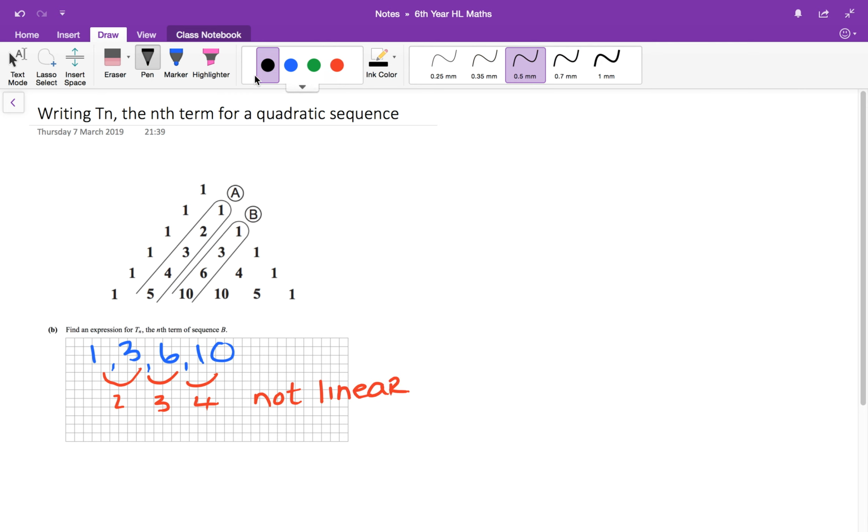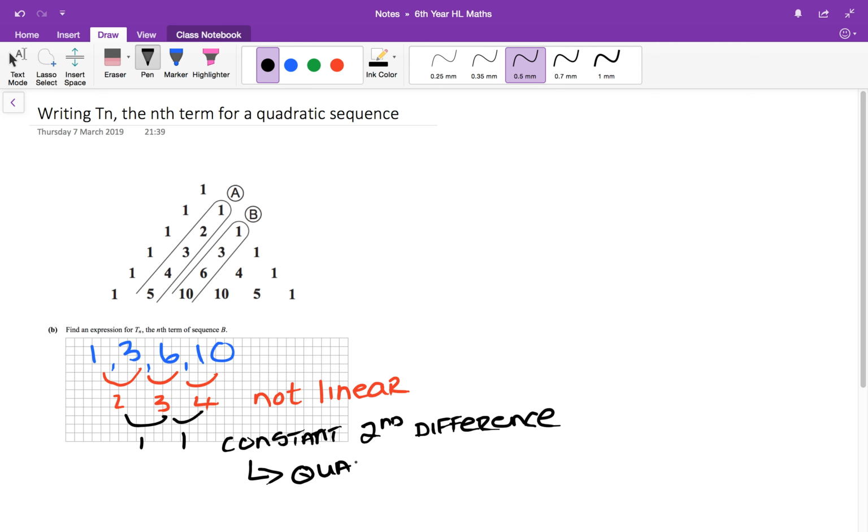So go on and look at the second difference, and you can see the second difference is 1, which means we have a constant second difference, and a constant second difference means that the sequence is quadratic. So we've been asked to find an expression for Tn, the nth term of sequence B, and we've now established that sequence B is quadratic.